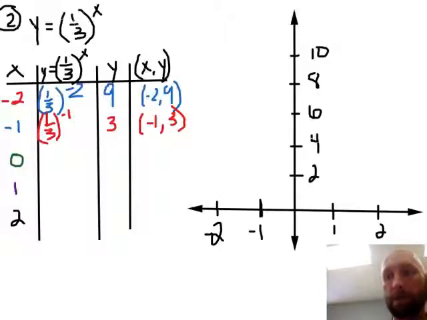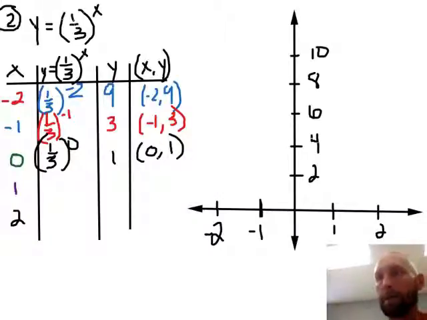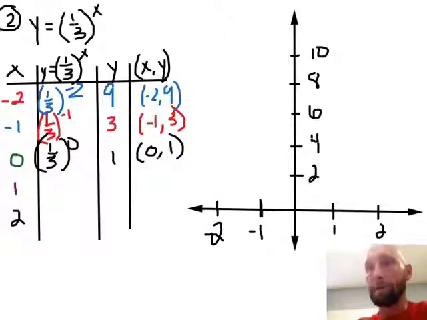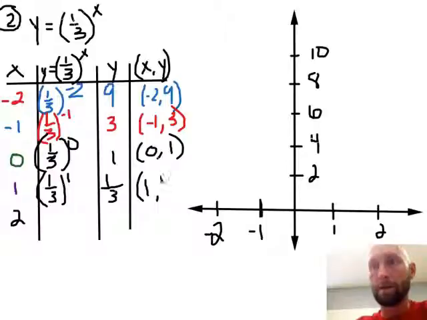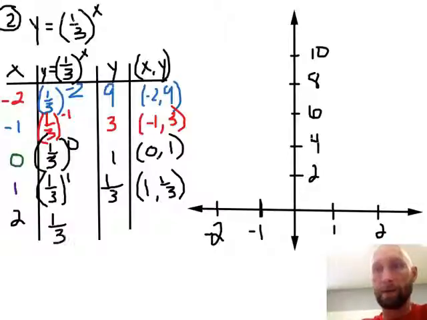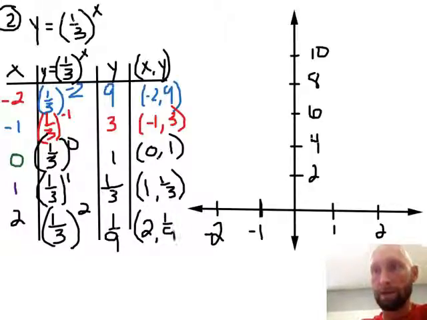We're just going to do these all at once. 1/3 to the 0 power. Anything to the 0 power is 1. So we have the ordered pair 0, 1. Then next we would have 1/3 to the 1, which would be 1/3. So then we have the ordered pair 1 and 1/3. And the last one, 1/3 to the 2nd power. That would give us 1/9. So that would be the ordered pair 2 and 1/9.